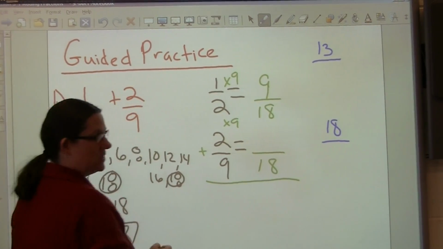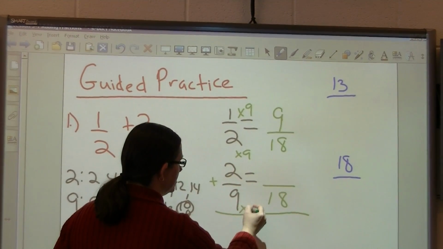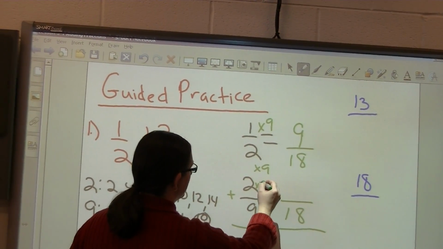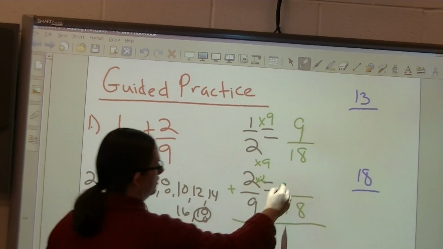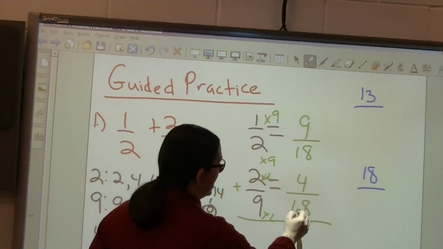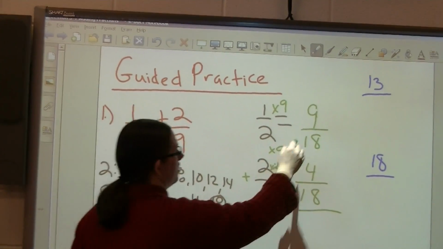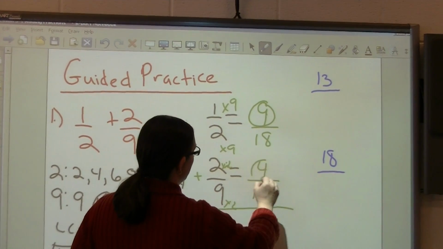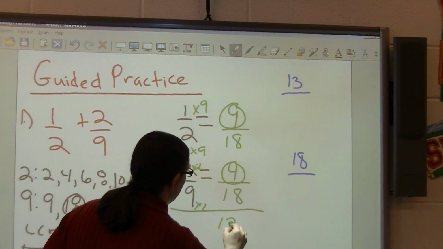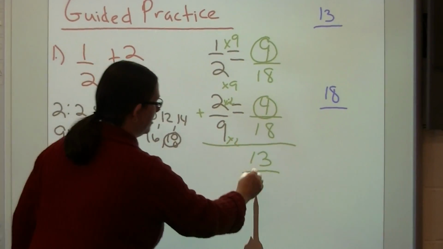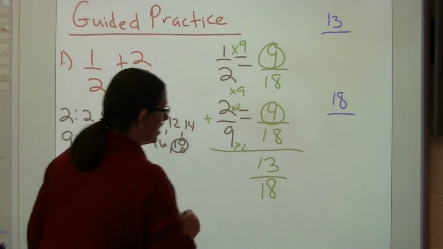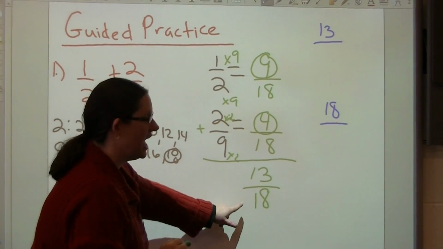9 times what gives me 18? Times that by 2. So you do the same to the top. What is 2 times 2? 4. Now since we have a common denominator, now we can add our numerators. 9 plus 4 gives us what? 13, and our denominator stays the same. So our answer at this point is 13/18.